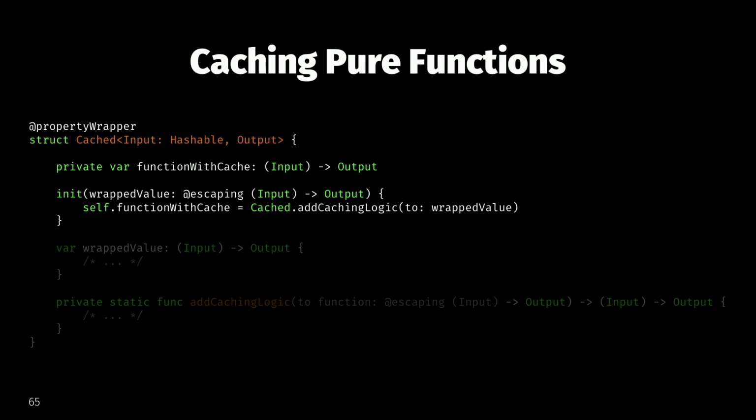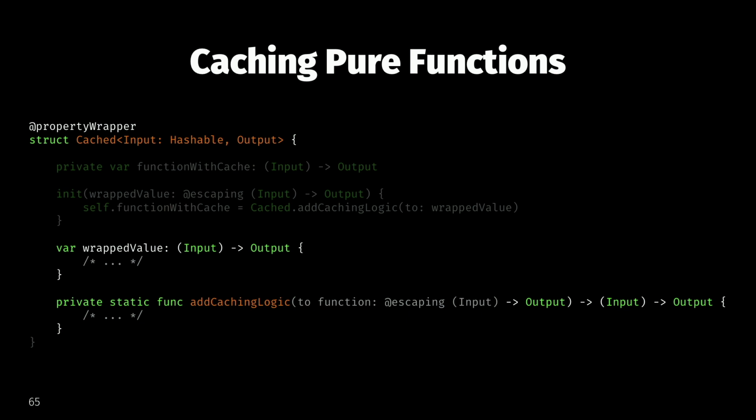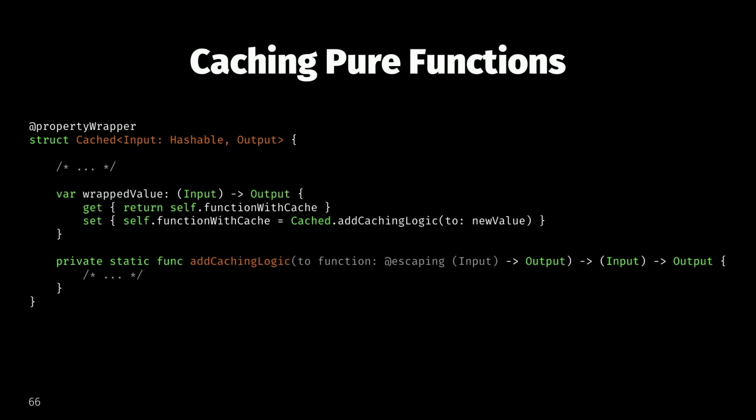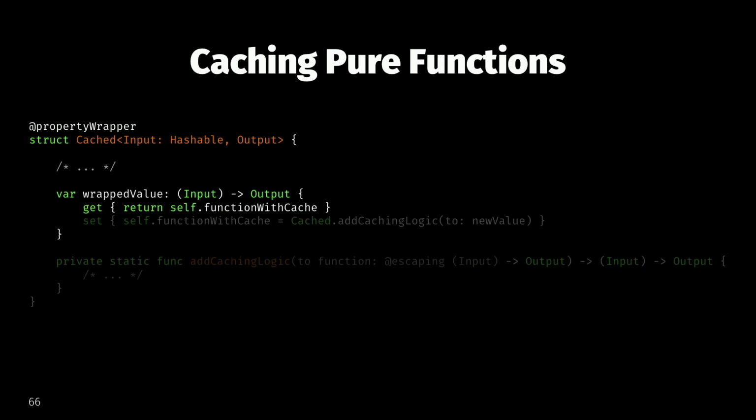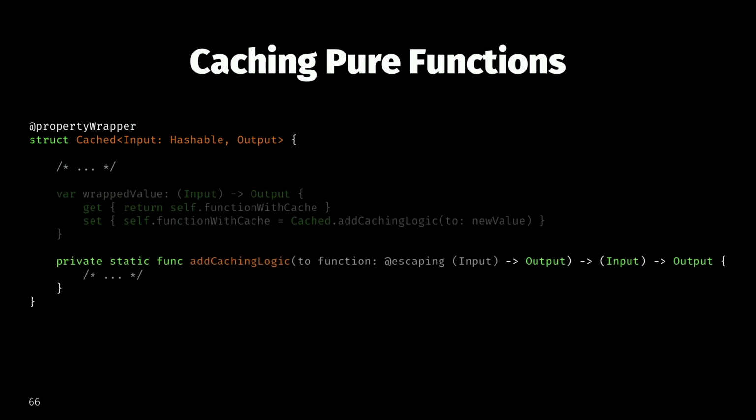Then we are going to write an init. Pretty simple, we just say my function is going to be escaping because of course we are going to store it. And you can see that we are calling a function called addCachingLogic. I'm going to go into this function later, but this is where we are actually going to implement the caching logic. Then let's move on to the wrappedValue. Pretty simple also. In the getter, I just return my function with the caching added to it. And in the setter, just like in the init, I take the new function, I add the caching logic to it, and I store it in the state of the wrapper. So as you can understand, everything is going to happen inside this function.